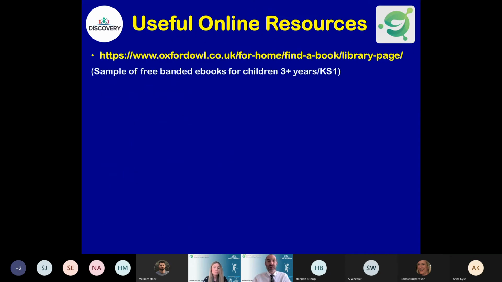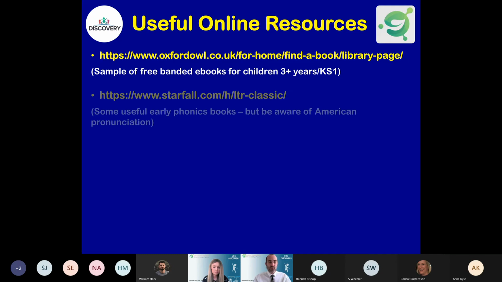So Oxford Owl is obviously one that lots of schools have been using. It's worth being aware that despite that last summer when we went into the first lockdown, all of their material was free. There are still free banded books, but it's only a sample of the books that they had before.